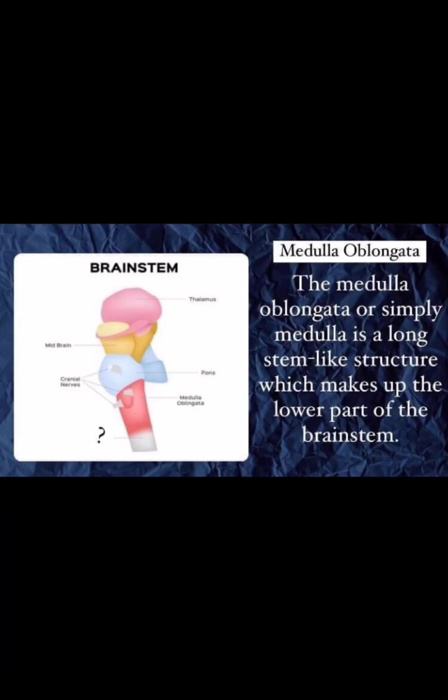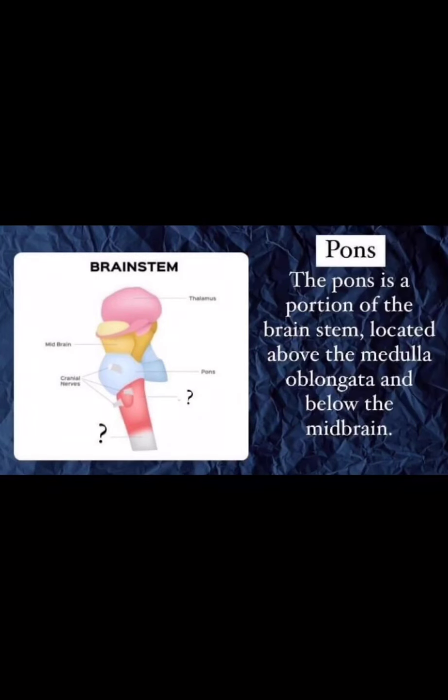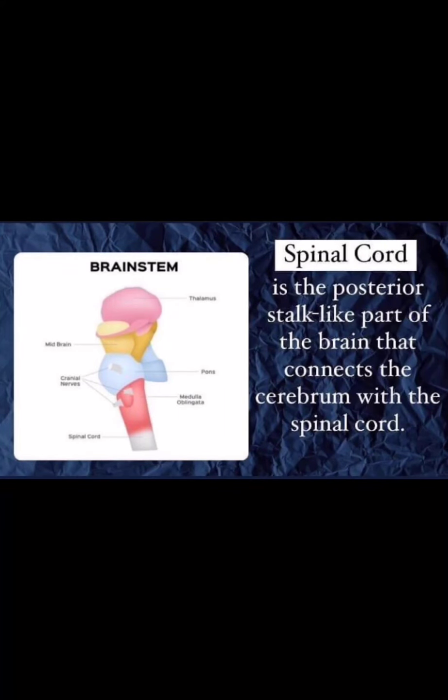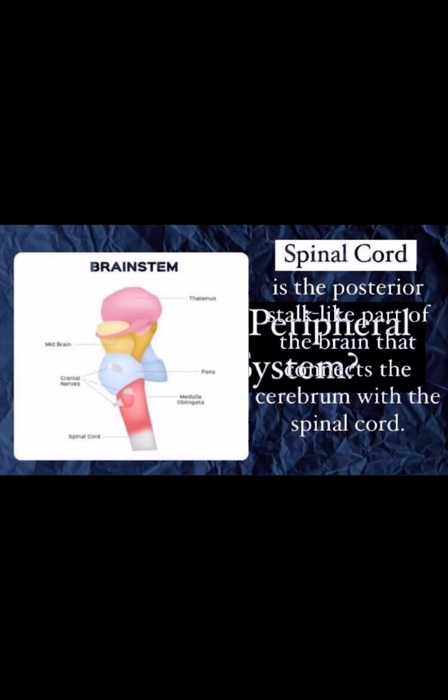Medulla oblongata. The medulla oblongata, or simply medulla, is a long stem-like structure which makes up the lower part of the brainstem. Pons. The pons is a portion of the brainstem located above the medulla oblongata and below the midbrain. And lastly, the spinal cord is the posterior stalk-like part that connects the brain with the spinal cord.